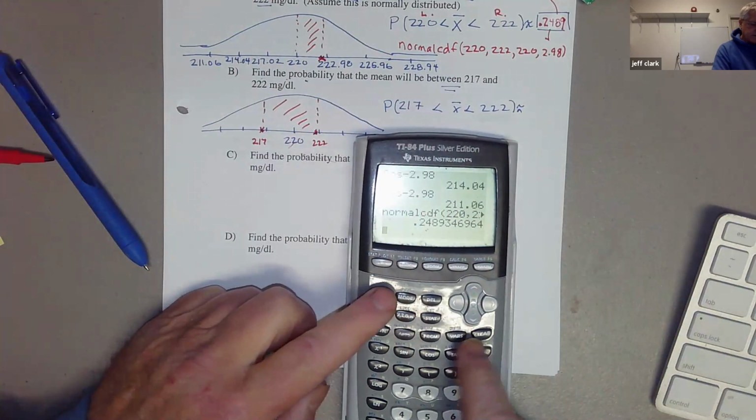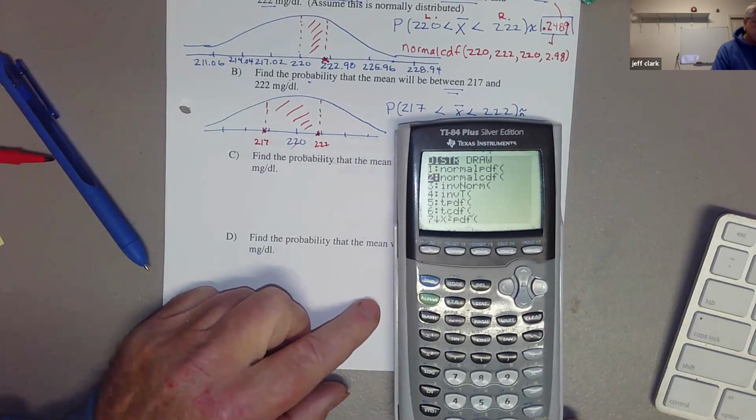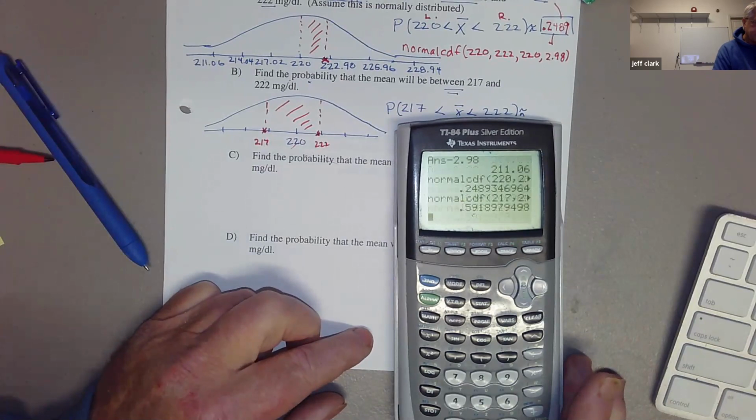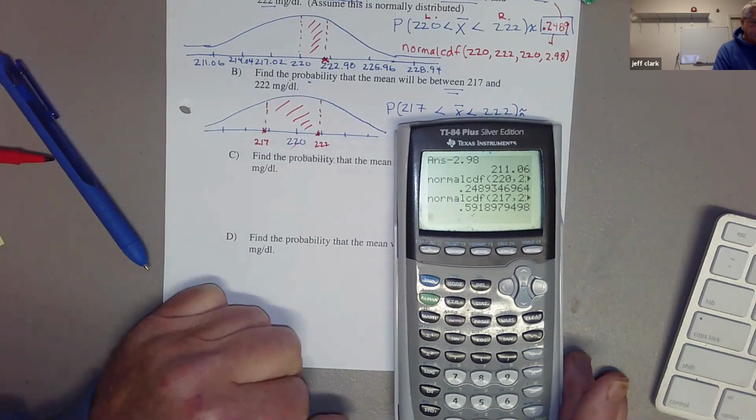So, second distribution. So this is 217. That's still 222. Everything remains the same. Enter. Okay, there's my answer. That's your probability. So more than 50%, 0.5919.